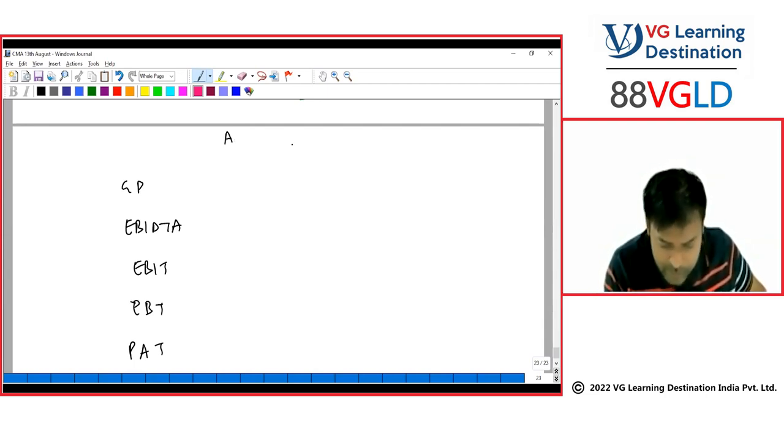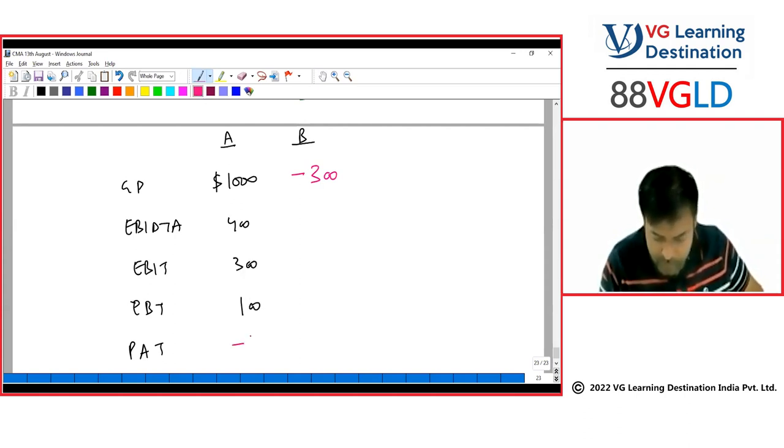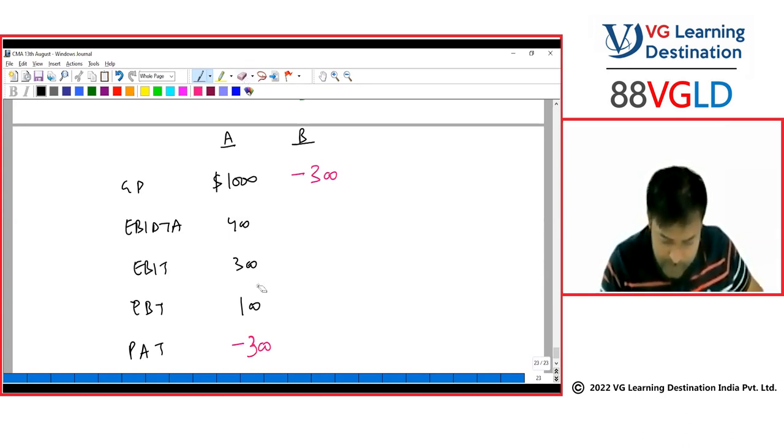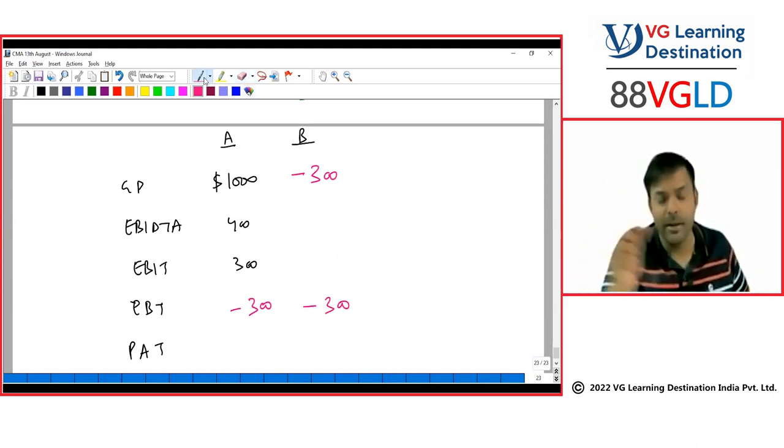Let's say there are two companies, A and B. This is 1000, this is minus 300. This is coming 400, this is coming 300. This is coming 100, and this is coming minus 300. Let's keep the symmetry the same. This is also coming minus 300, and this is also minus 300. At the PBT level, both are coming minus 300, minus 300, guys.